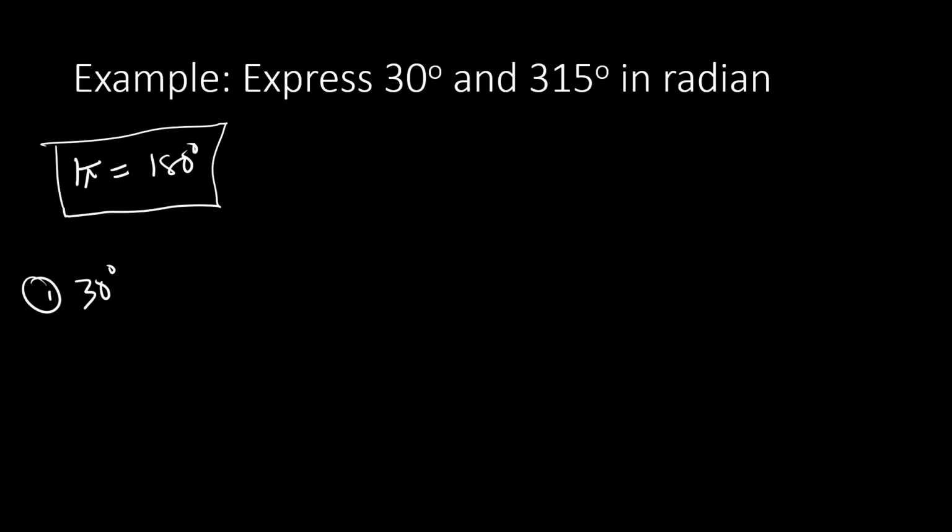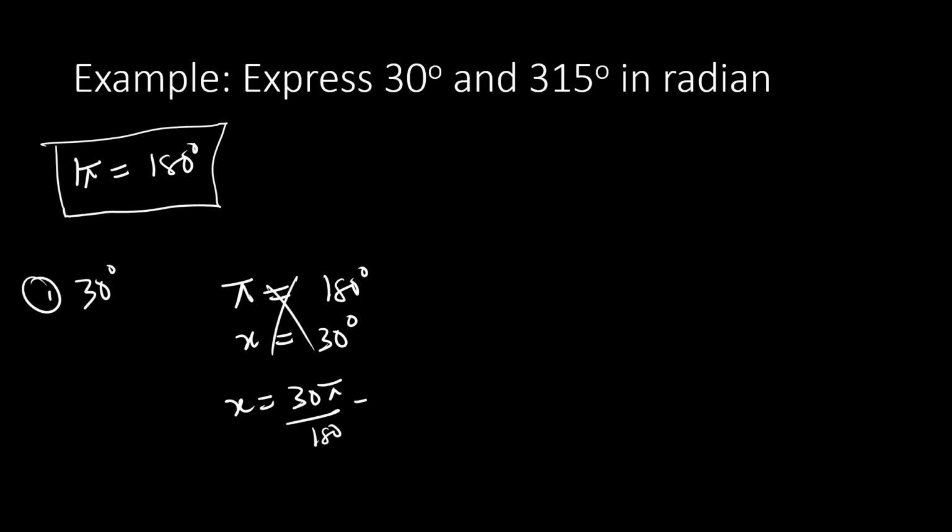If we go by proportion in mathematics, we have that pi equals 180 degrees. Therefore, we are looking for radian x equal to 30 degrees. So here we cross multiply. We have x equal to 30 pi over 180, and this equals pi over 6 rad. So 30 degrees equals pi over 6 rad.